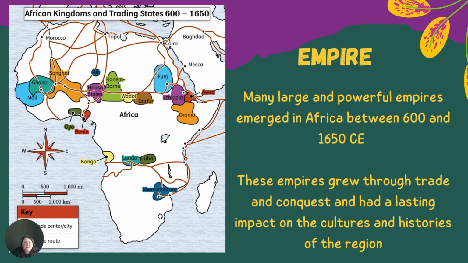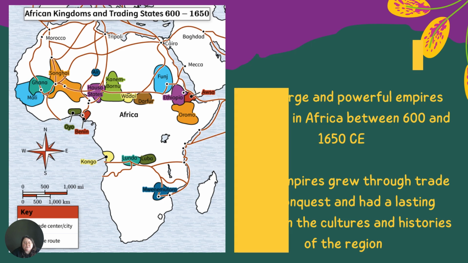Let's talk about empire. Many large and powerful empires emerged in Africa between 600 and 1650 CE. We've talked about many of them, like Mali, Ghana, Songhai, and Ethiopia. These empires grew through trade and conquest and had a lasting impact on the cultures and histories of the region.